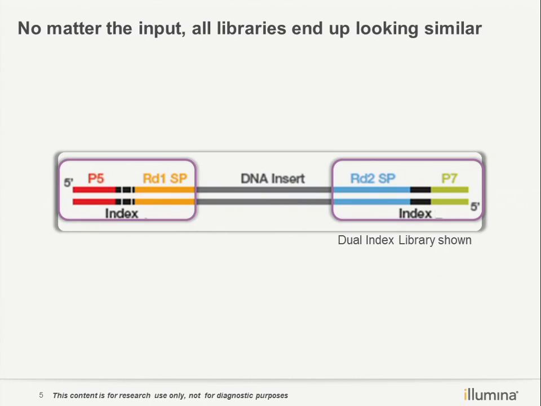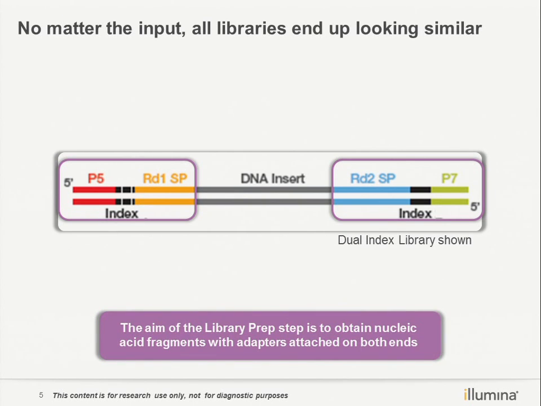So you have seen these slides before. A quick review: we should add 2 adapters at the 2 ends of our DNA insert. These adapters should have the sequencing primer binding site, the index, and the binding site on the flow cell. So no matter what your input sample is, the final constructed library should look like this: DNA insert together with the adapters.